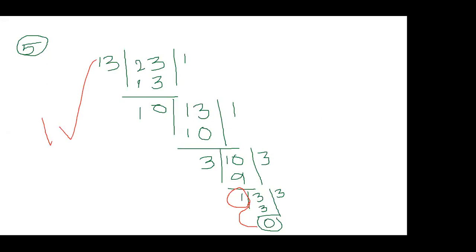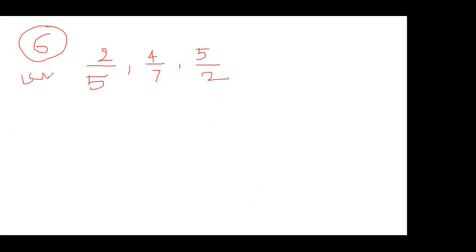Okay, then the next important question is question number 6. In the last class I told you about question number 6: LCM of 2 by 5, comma 4 by 7, and 5 by 2. How to solve this problem is important. You have to find the LCM of this question. How to find the LCM?